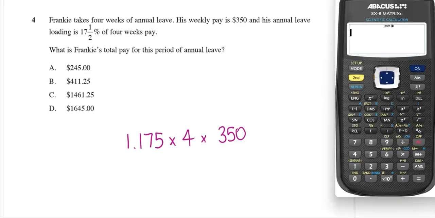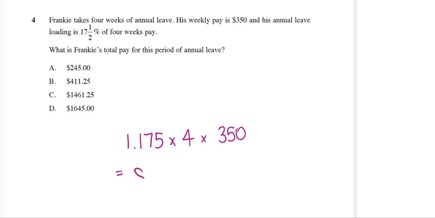So put all of that in your calculator. 1.175 times 4 times 350. I'll get 1645. The answer is D.